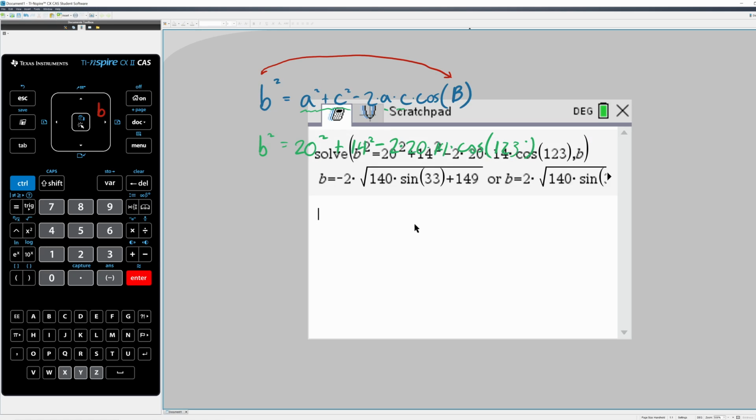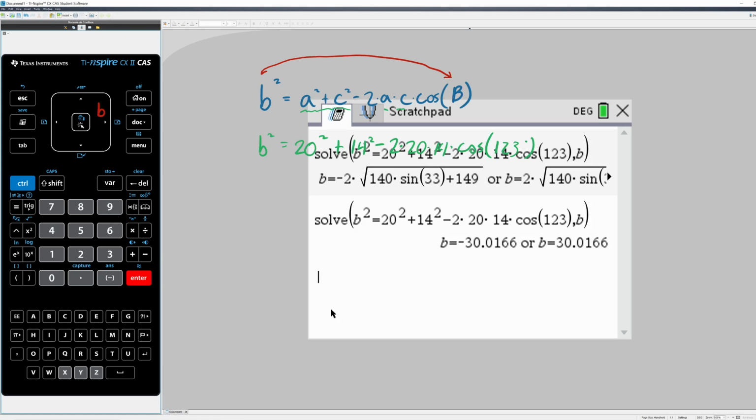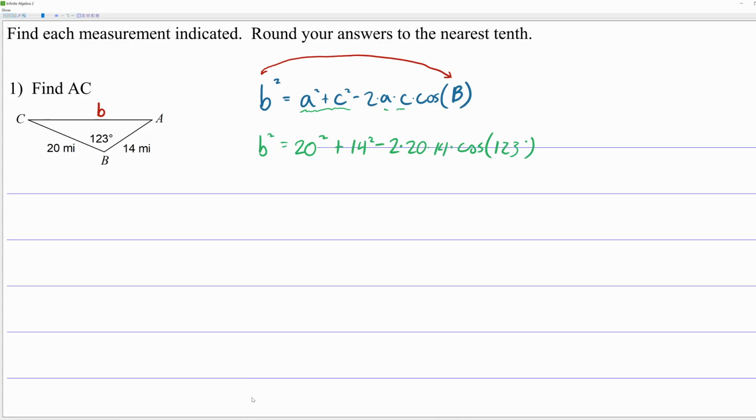So I press enter. Our smart calculator gives us this really exact answer. You can press Control Enter to get an exact answer. Since this was a quadratic equation, we have either negative 30 or positive 30. This is geometry, so we're going to take the answer positive 30 for b. So that's what we have. b equals 30, and we're done.